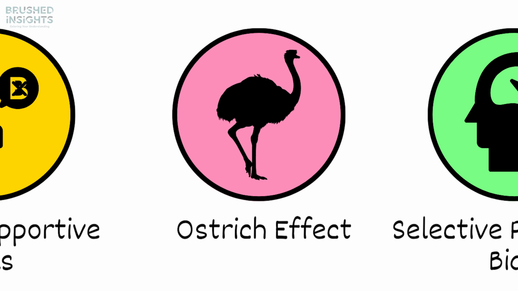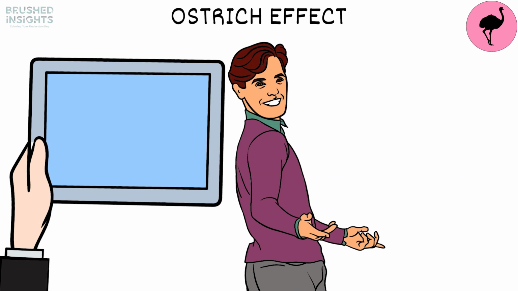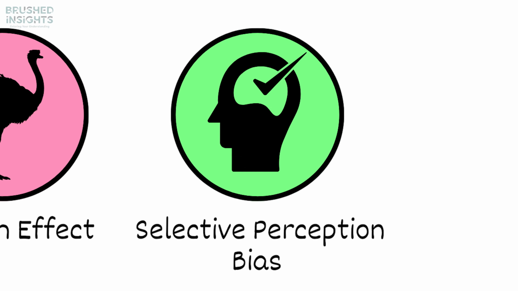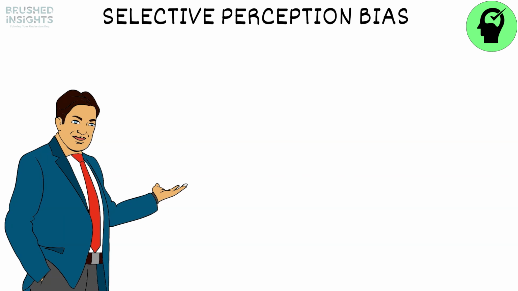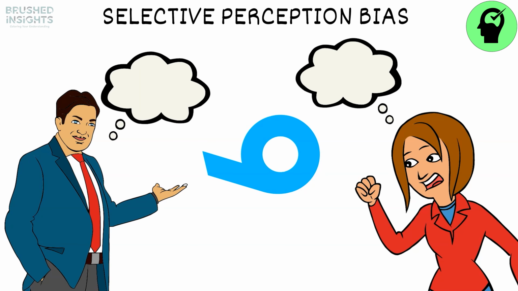Ostrich effect. Individuals often avoid confronting potentially negative but valuable information to sidestep psychological discomfort, metaphorically described as burying their heads in the sand. Selective perception bias. It is the inclination to overlook and promptly forget stimuli that provoke emotional discomfort and challenge our pre-existing beliefs.